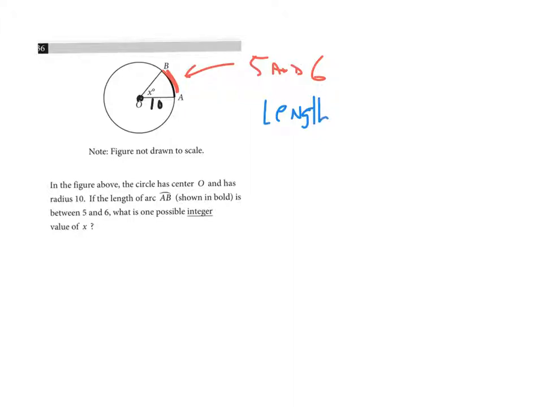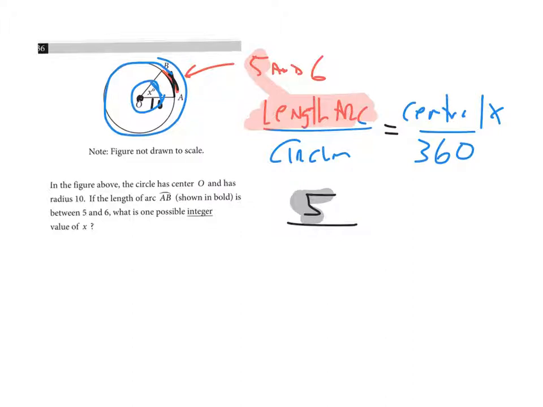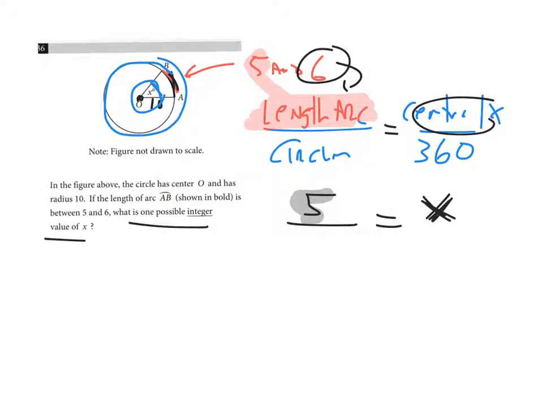The length of the arc over the circumference. If I take the length of that red arc divided by the entire circle, that's going to equal the central angle divided by the whole central angle, which is 360. So the length of the arc over the circumference equals the central angle over 360. Well, here they tell me the length of the arc is in between 5 and 6. So I'm going to do this question twice. First, I'll plug in the length of the arc as 5, get an answer for x, the central angle. Then I'll plug in 6 for the length of the arc, get an answer for x, the central angle, because it says what is one possible value of x.